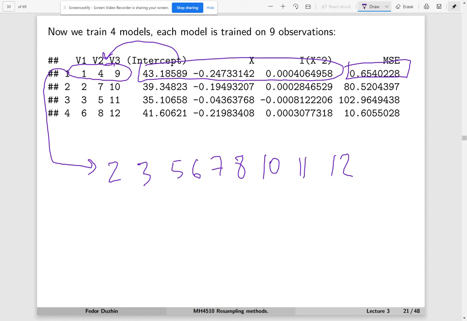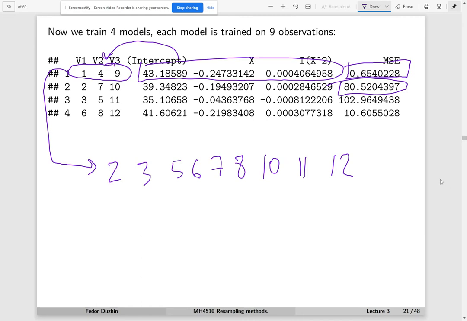And then so on, right? If you look at fold number 2, then we removed observations 2, 7, and 10. So we trained our second degree polynomial on the remaining observations and applied it to these observations 2, 7, and 10 and computed this mean squared error.